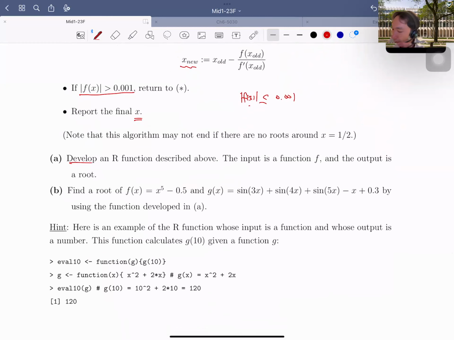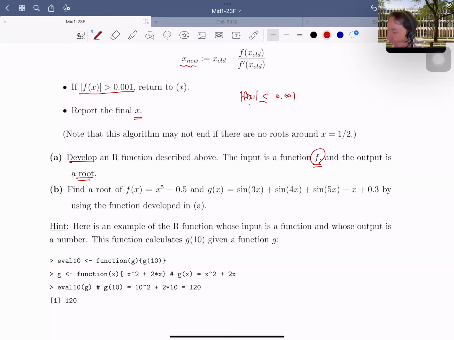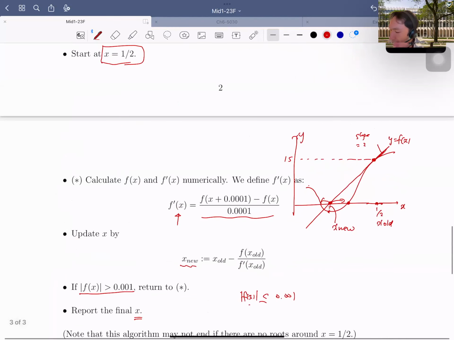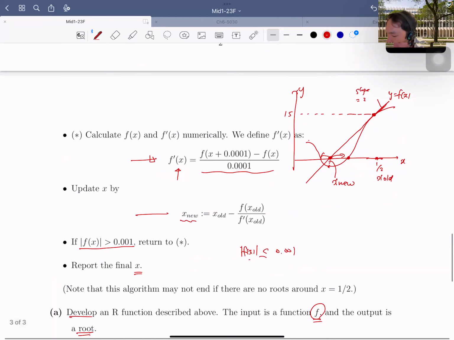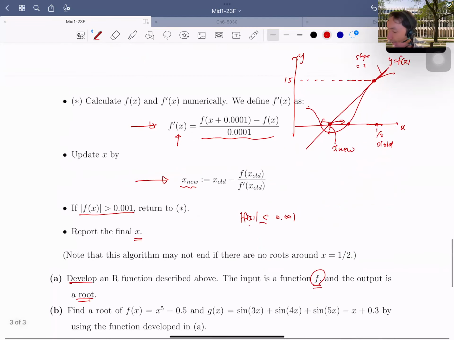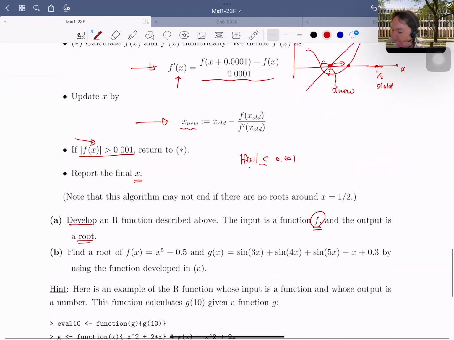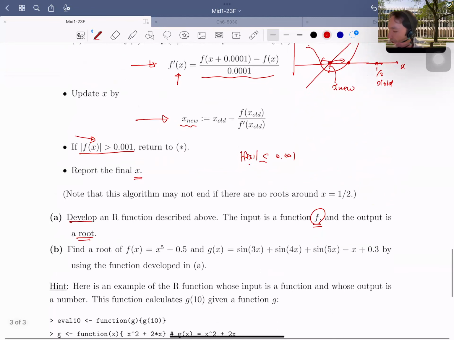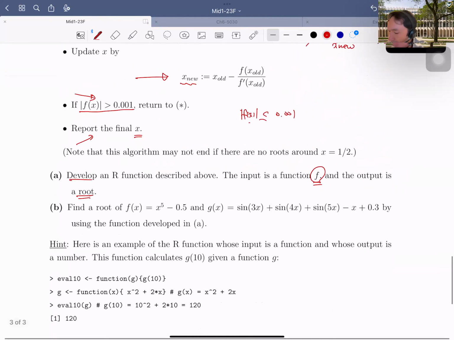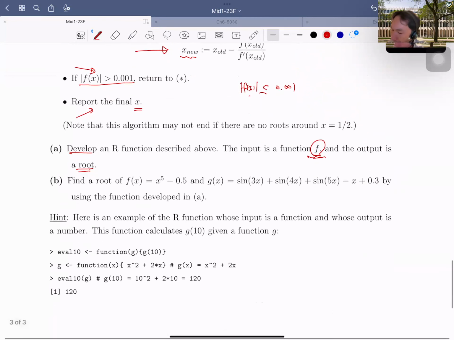So question A is to develop an R function described by this algorithm. The input is function f, and the output is the root. Input is only f, so no other input. So you have to calculate the numerical derivative within the function. You have to update the x value within the function, and you have to judge the size of f(x) within the function. Then finally, report x, so that the input is just f.